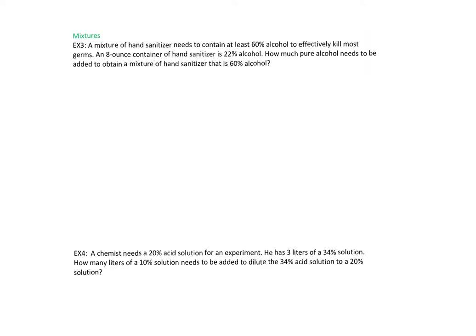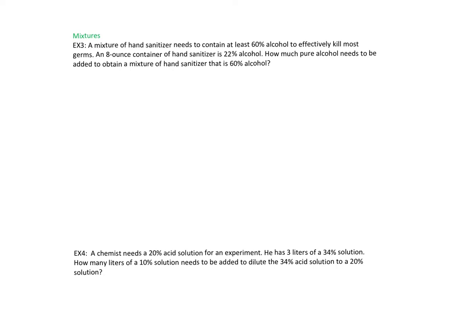Let's now look at mixtures. So that's another major type of application problem. A mixture of hand sanitizer needs to contain at least 60% alcohol to effectively kill most germs. An 8-ounce container of hand sanitizer is 22% alcohol. How much pure alcohol needs to be added to obtain a mixture of hand sanitizer that is 60% alcohol?